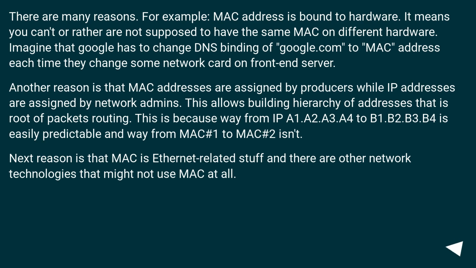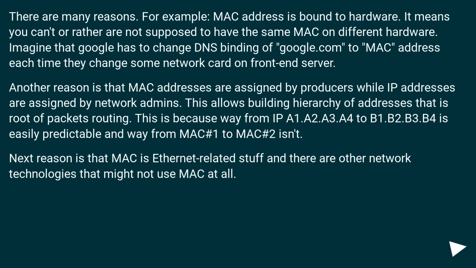There are many reasons. For example, a MAC address is bound to hardware. It means you can't, or rather are not supposed to, have the same MAC on different hardware. Imagine that Google had to change the DNS binding of google.com to a MAC address each time they changed some network card on a front-end server. Another reason is that MAC addresses are assigned by producers while IP addresses are assigned by network admins. This allows building a hierarchy of addresses that is the root of packet routing.